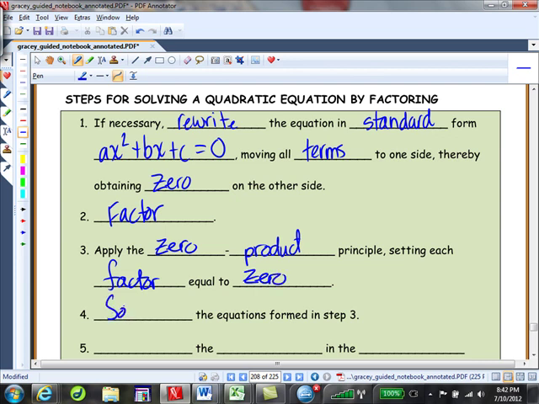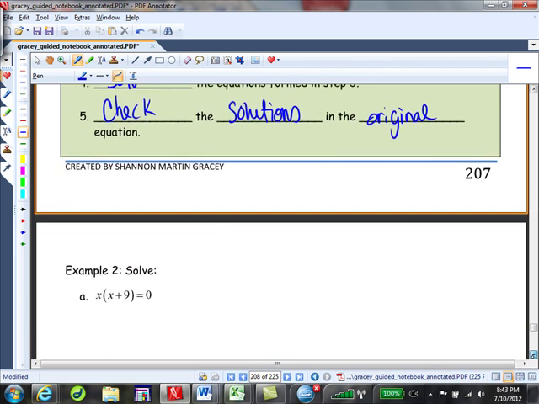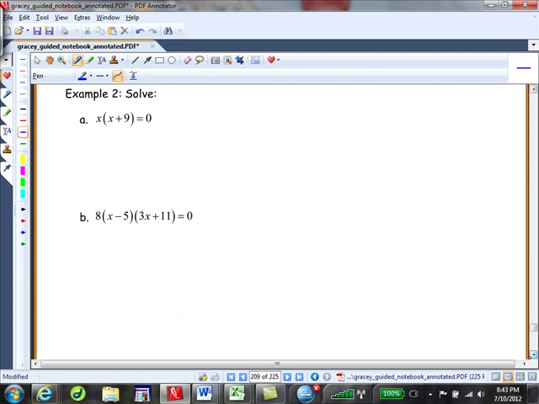Solve the equation set forth in the last step. And it's always, always, always advised to check these solutions in the original equation. I'm going to leave the checking to you guys, all right? But that's a great last step. Okay, here we go.